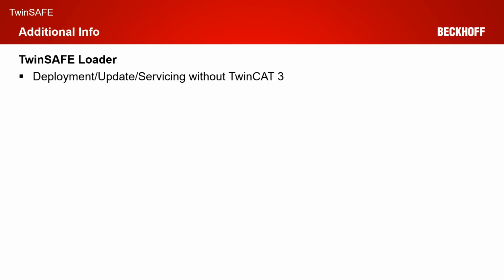That was all for today's live demonstration. We showed you the case that the customization is done during the download process, but we also have an additional button in the safety editor toolbar where you can start the customization process. But if you have the case that you want a deployment or an update of your machine or some service cases without the use of TwinCAT 3, you can also use the TwinSAFE loader. So we have commands available, of course, for the multi-download and also for the customization.